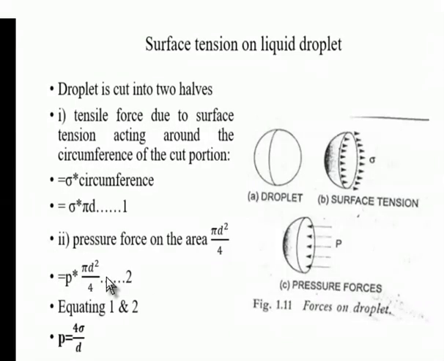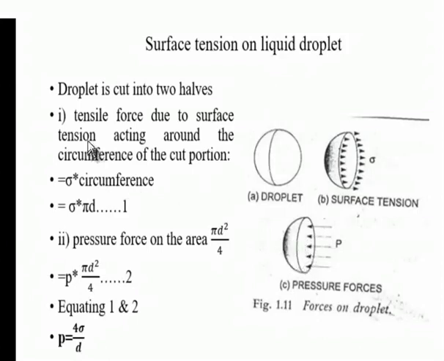Next one is surface tension on a liquid droplet. How the surface tension is acting on a liquid droplet. So this droplet is cut into two halves. There is one liquid droplet that is cut into two portions: this is one portion and this is another portion.